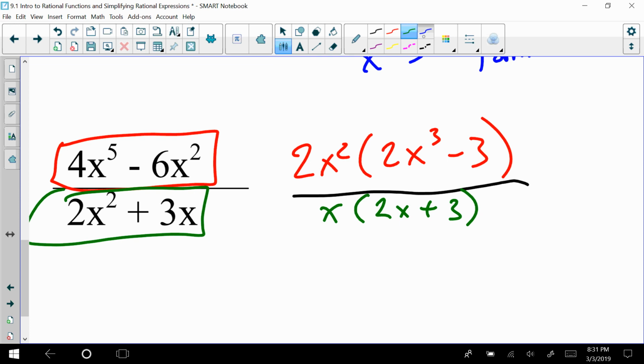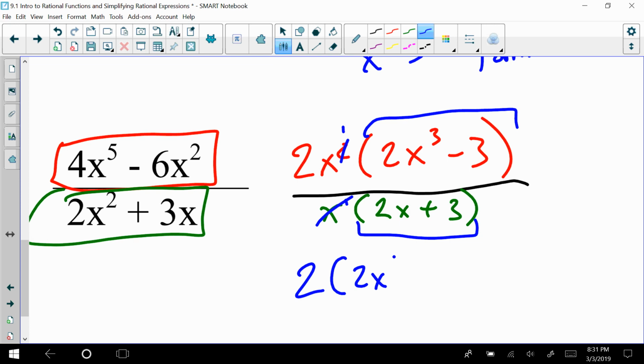Okay. Now when I'm looking at it, these are different, right? This binomial and this binomial, they're different. I can't do anything with them. But I do see that this x is to the first. It will cancel out with one of those, makes it a 1. That's gone. Well, what do I have left? That's 2 times 2x to the third minus 3 divided by 2x plus 3.